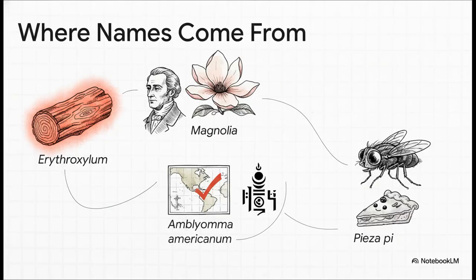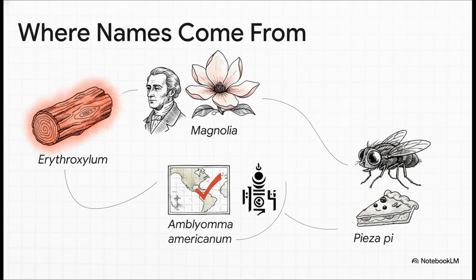So where do these names actually come from? Well, they can come from pretty much anywhere, which is part of the fun. Sometimes they're descriptive, like Erythroxylum, which is just Greek for red wood. Sometimes they honor people or are named after the place they were found. They can even be borrowed from totally different languages. And, my favorite part, sometimes scientists just have a little fun with it, like the entomologist who named a genus of fly Pieza, and then named a species inside it Pieza pi. Get it? Piece of pie.